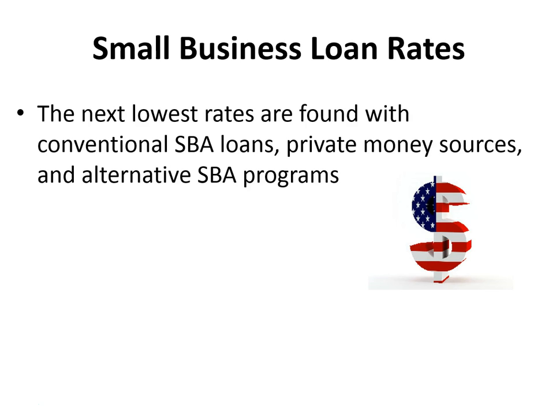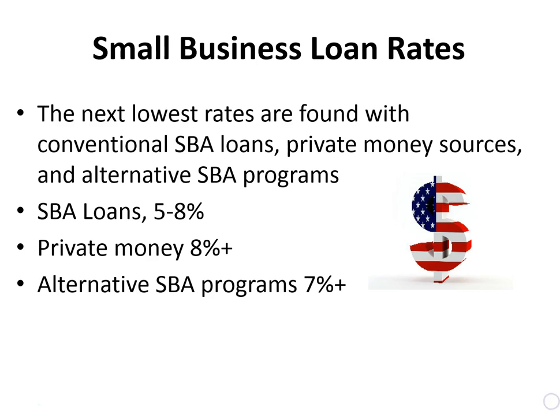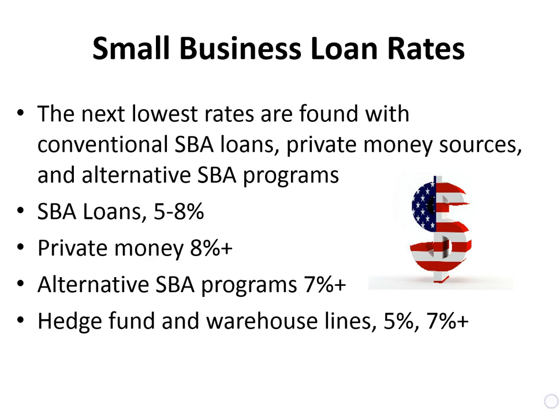Now, the next lowest rate programs are found with conventional SBA loans, private money sources, and alternative SBA type loans. Now, SBA loans typically offer interest rates of about 5 to 8%. Private money rates usually are about 8% or a little higher depending on risk. Alternative SBA programs are typically as low as 7%. You can even get funds that come from hedge funds or warehouse lines, and this will give you 5% rates in some cases, 7% or more rates in other cases.